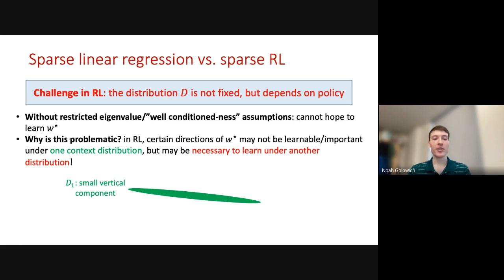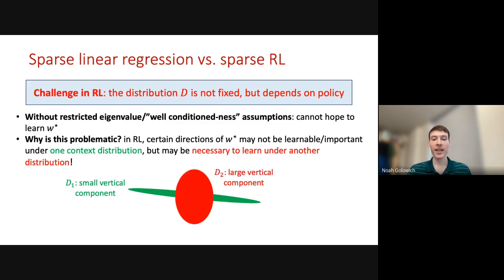Suppose that there's some policy which produces feature vectors which have a small vertical component. In particular, suppose that the feature vectors are drawn from some distribution which, roughly speaking, forms this green point cloud in 2 dimensions. Now, obviously, we cannot hope to learn the coefficient of reward vector W star in the vertical direction if we only see samples from this green distribution.